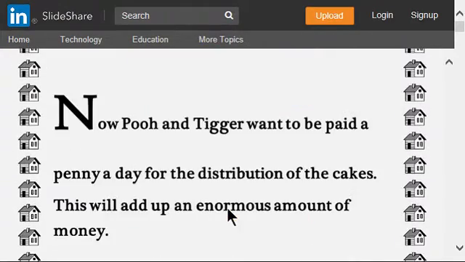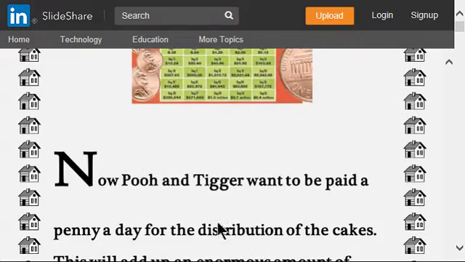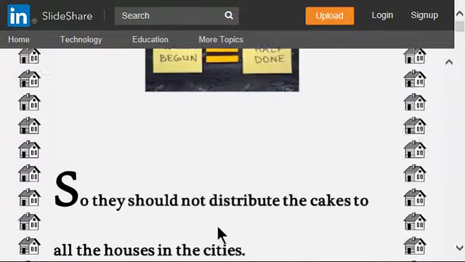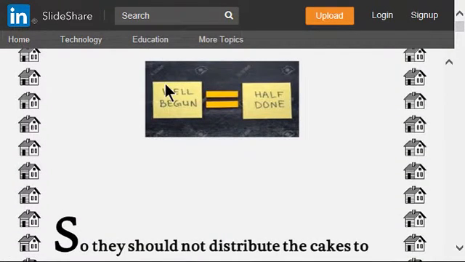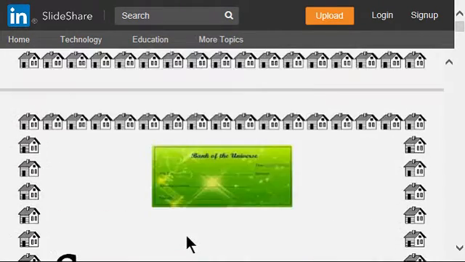Now, Pooh and Tigger want to be paid a penny a day for distribution of the cakes. The populations are so large, like a Google, they add up to an enormous amount of money. Too much money has to be given. Millions of dollars will have to be spent. So, they should start well or do it half done. They should not distribute the cakes to all the houses in the cities.